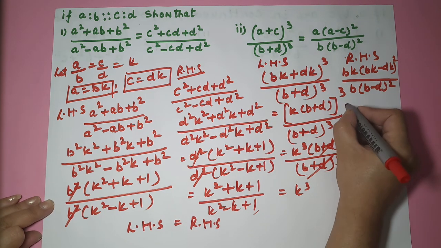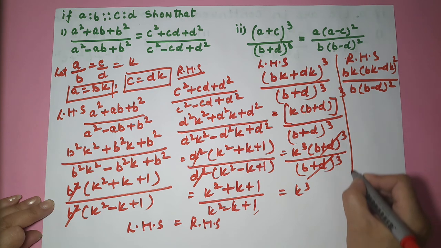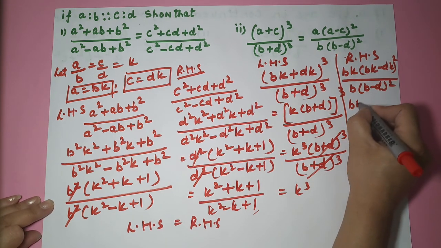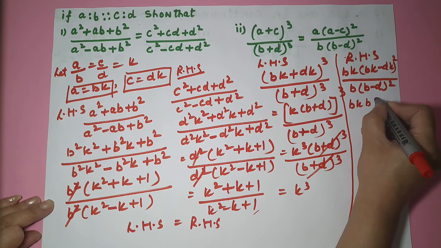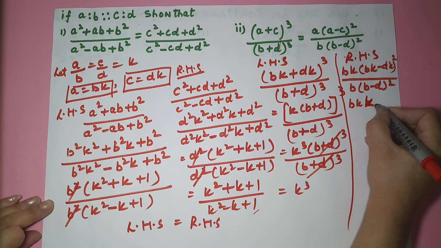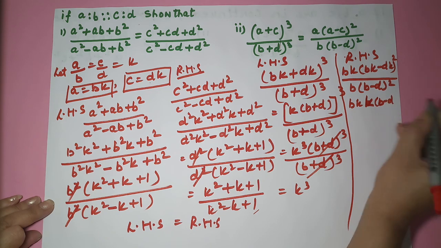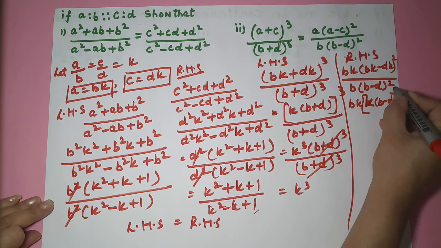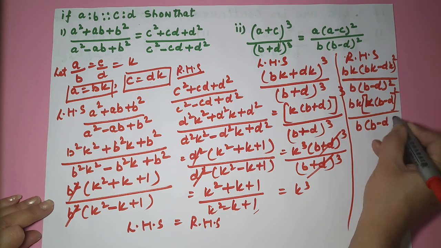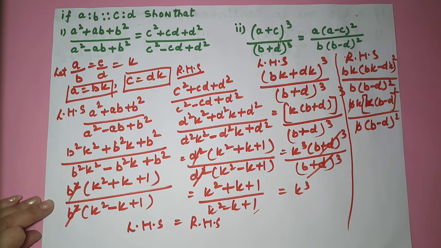Now this b will remain inside. This b we can take common, but inside the square only. So I will not take b but k, sorry, k. So you will get b minus d inside. So this is inside the square. Outside you have b into (b minus d) whole square. This b and b will go.